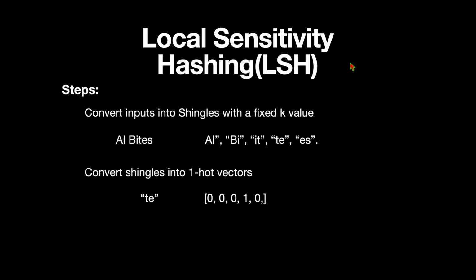If we look at the steps involved, the first step in indexing is to convert the input into shingles with a fixed k value. Let's say k is 2 and the input is AI bytes. So it takes 2 letters at a time and forms these shingles. And once it's formed the shingles, it removes the duplicates, because it's just grouping k letters together and it's quite possible that we'll have a lot of duplicates. So it removes the duplicates and converts each shingle into a one hot vector. For example, if TE is the shingle, then we get a vector something like this.